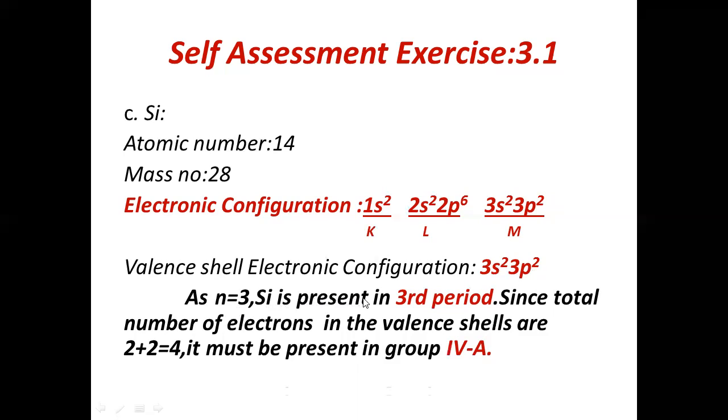So silicon is present in third period because I told you the value of n tells us about the period number. And the number of electrons which are present in the outermost shell tells about the group number. So how many total electrons are present in the valence shell? 2 plus 2 equal to 4. So it must be present in group 4A of the periodic table.